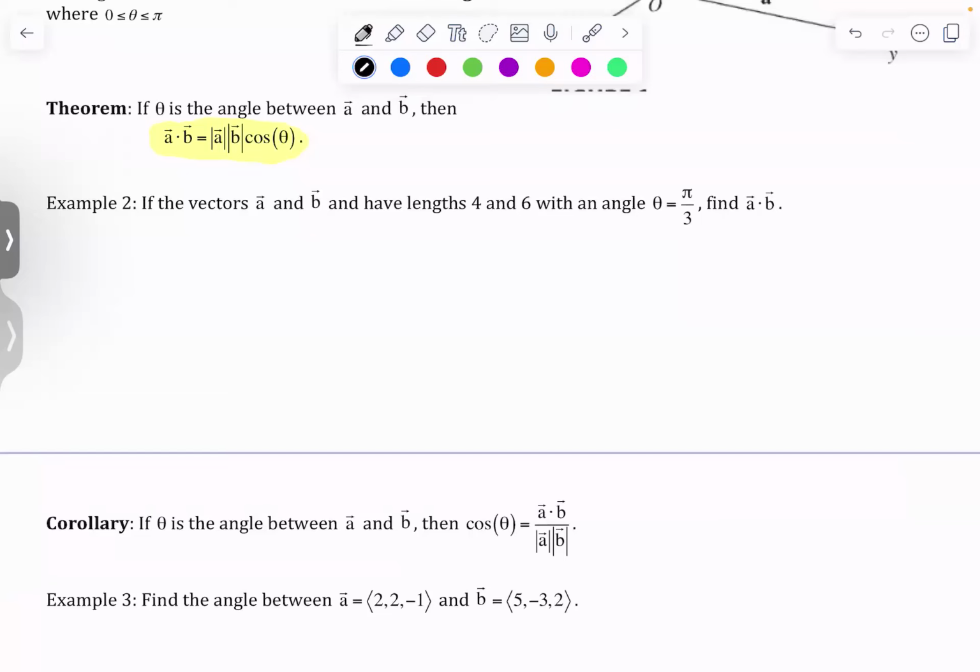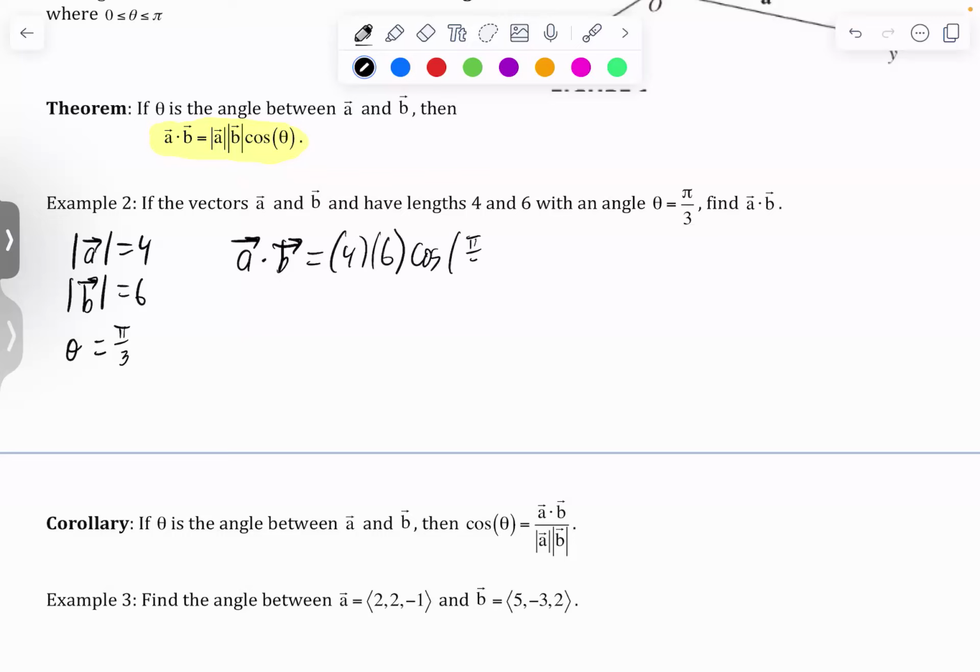If we have vectors A and B that have lengths 4 and 6, so the magnitude of vector A is 4, and the magnitude of vector B is 6, and theta is pi over 3, then find the dot product. All right, we're going to use our formula up here. A dot B is the magnitude of A times the magnitude of B times the cosine of the angle between them, which in this case is pi over 3.